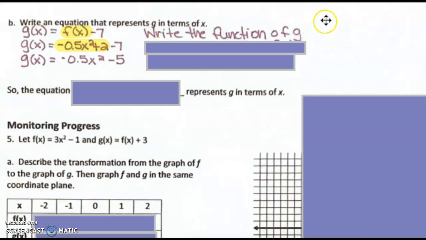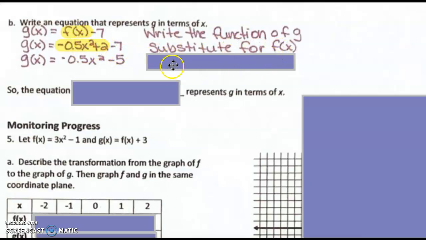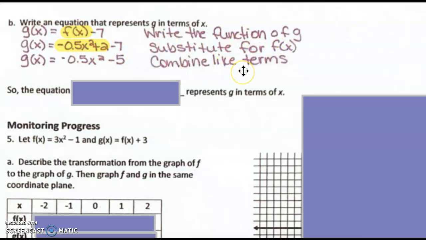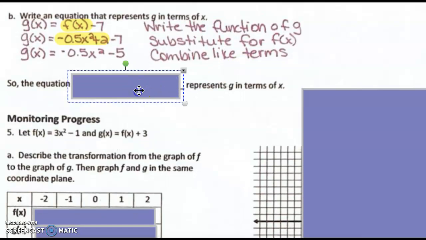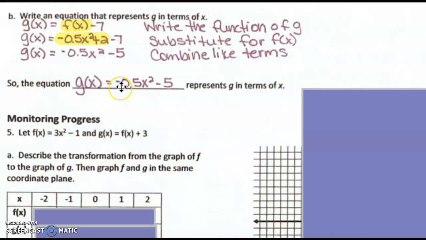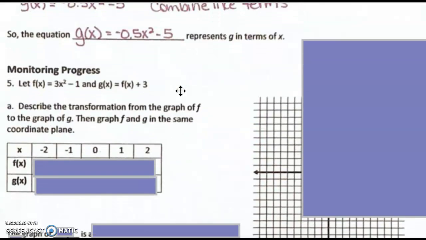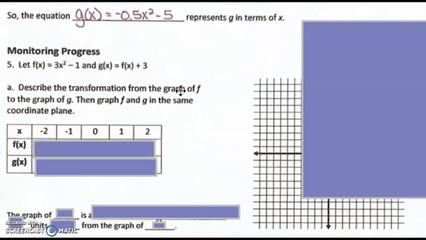All right, so you're going to write the function of g. That's the first step. Then substitute for f of x, which is what we did here. And then combine like terms. So the equation g of x equals negative 0.5 x squared minus 5 represents g in terms of x, which is what we wanted.